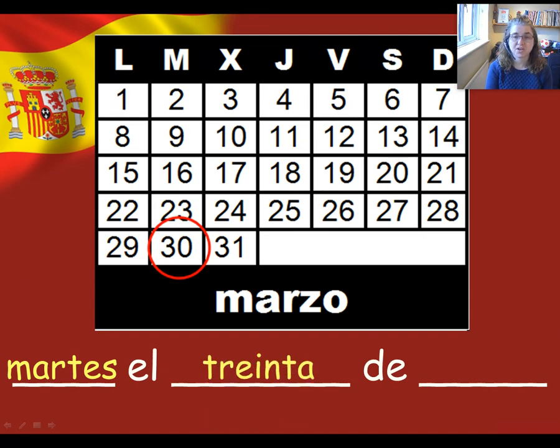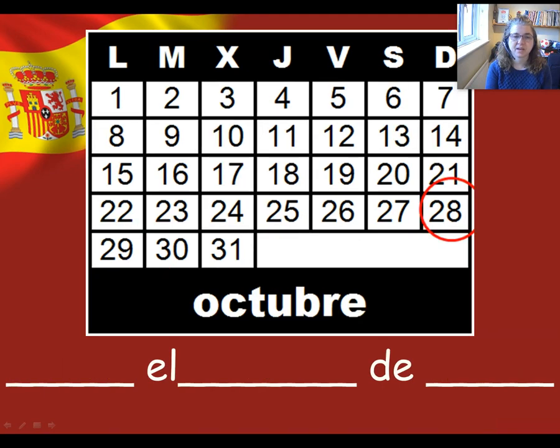30, the 30th. And finally, in the last space, Marzo, March, that's right. So Tuesday, the 30th of March would be martes el 30 de marzo. Let's see another one. Again, a different day of the week and a different month. So what's going to go in first to our date? That's right, domingo, because this date is a Sunday date.